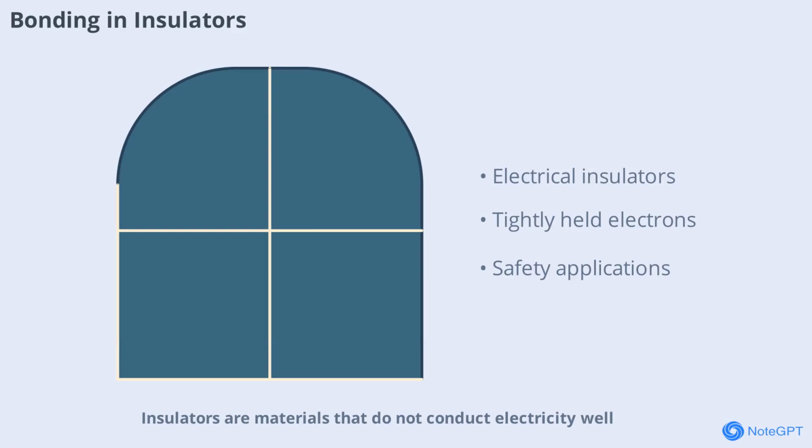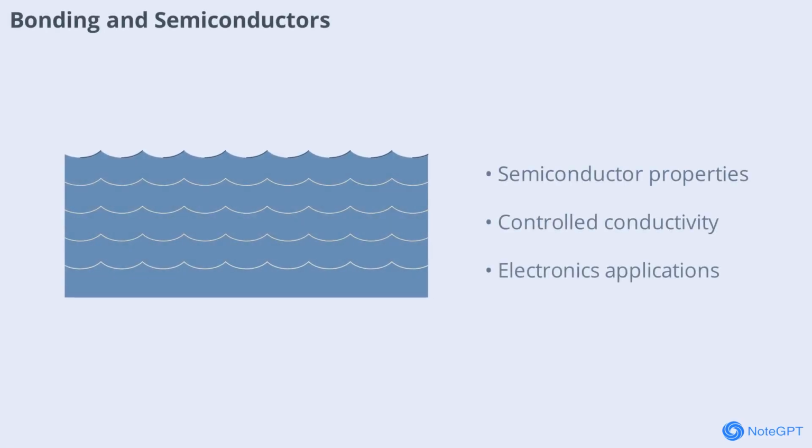Insulators are materials that do not conduct electricity well. Their atoms are bonded in such a way that electrons are tightly held and cannot move freely. Examples include rubber, glass, and most plastics. Understanding the bonding in insulators is important for safety and efficiency in electrical systems, as these materials prevent unwanted flow of electricity. Semiconductors have bonding characteristics between those of conductors and insulators.